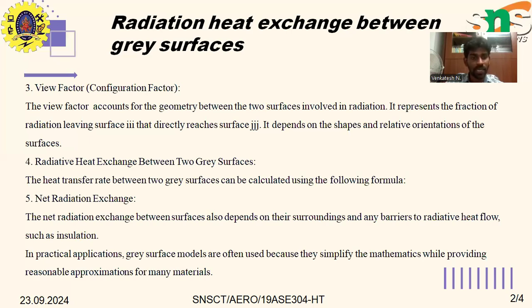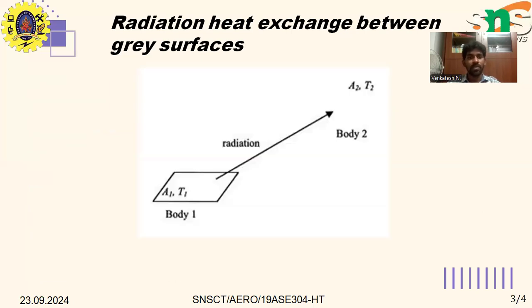The radiative heat exchange, or the net heat transfer rate between two gray surfaces, can be calculated using the formula Q is equal to delta T by R, the net radiation heat exchange. The net radiation exchange between two surfaces also depends on their surroundings and any barriers to radiative heat flow, such as insulation. In practical applications, gray surface models are often used because they simplify the mathematics while providing reasonable approximations for many types of materials.